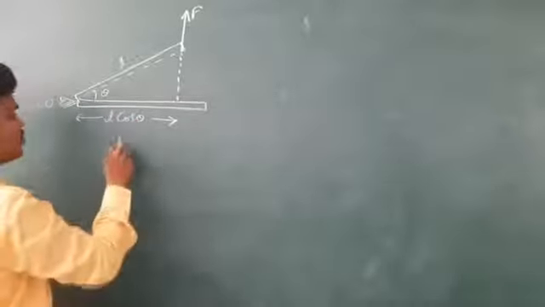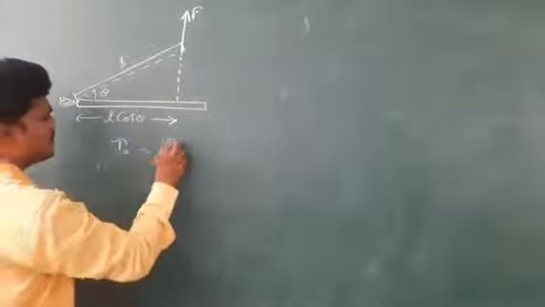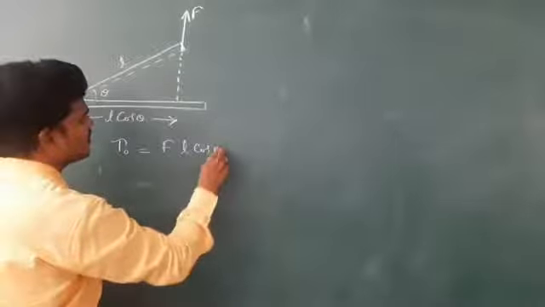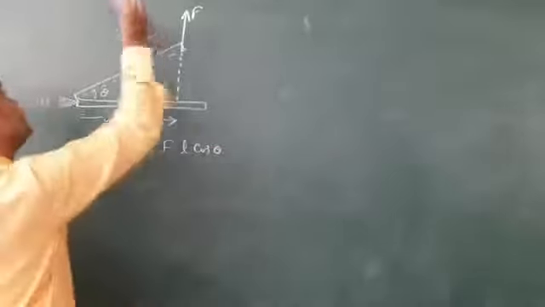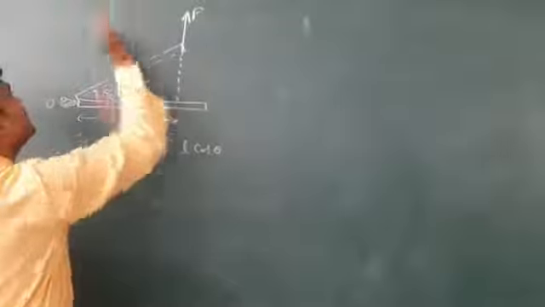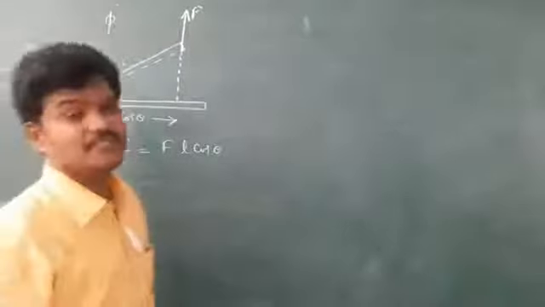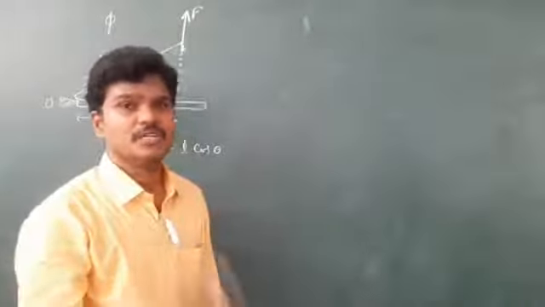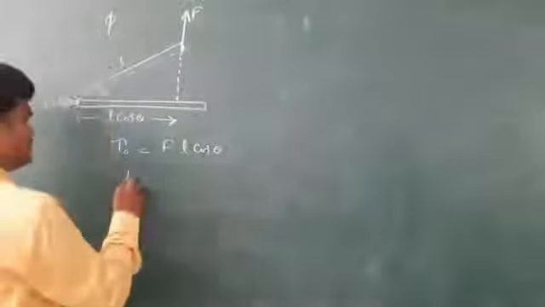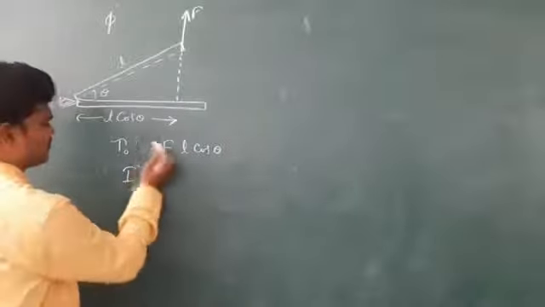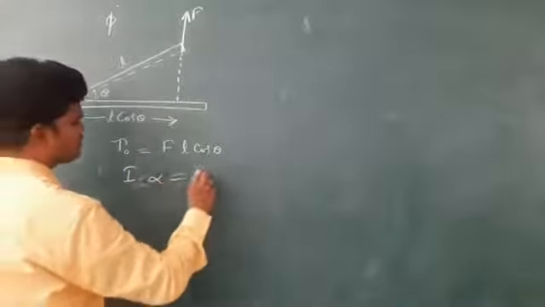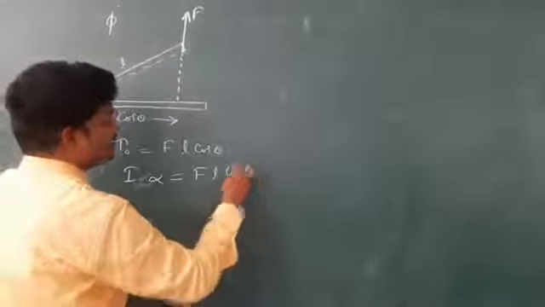Now the torque about O is force into L cos theta. And finally, the value changes to pi. We have to get the answer in terms of an angle pi. So that is our target. Tau is equal to I alpha, so I alpha equals FL cos theta.